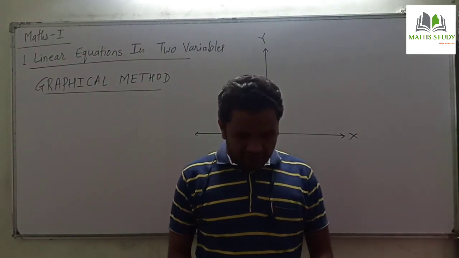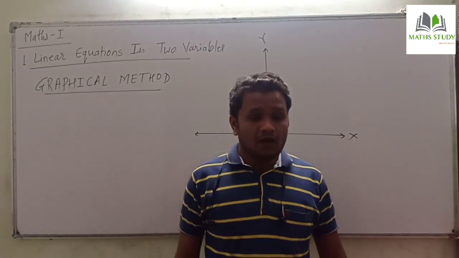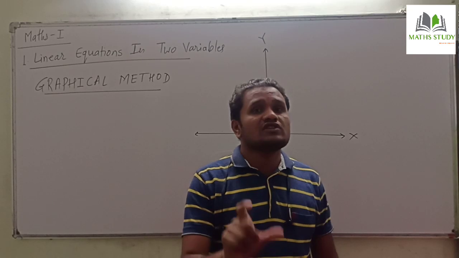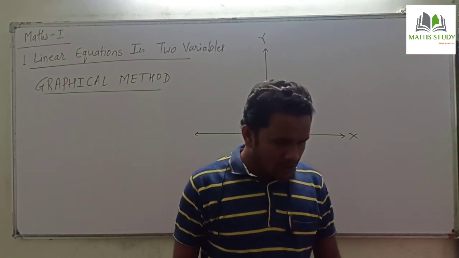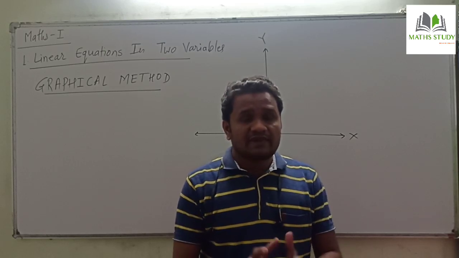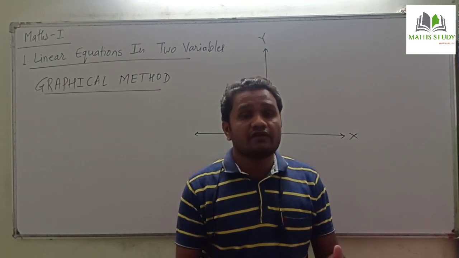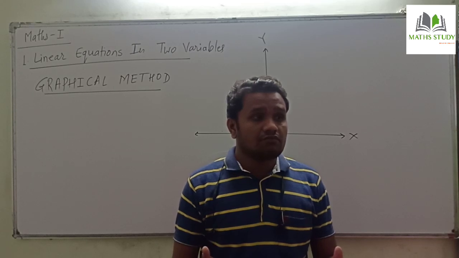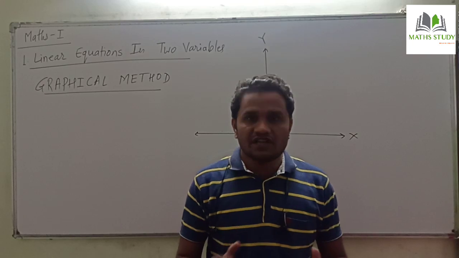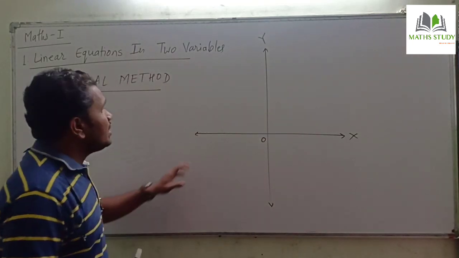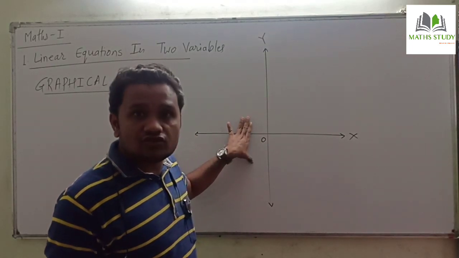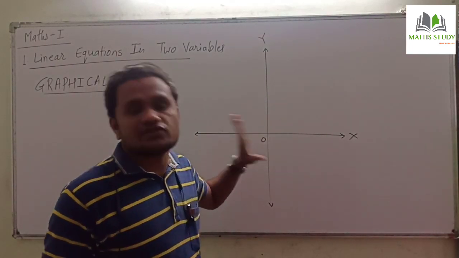So today we will see the graphical method. The graphical method is a very important tool to find the solutions to linear equations in two variables. Earlier we have seen how to solve linear equations by solving them simultaneously. Also we have solved by using Cramer's rule. Today we will discuss how the graphical method works. As you see, here I have already drawn the x-axis and y-axis. We know this system very well. It is known as the Cartesian coordinate system.